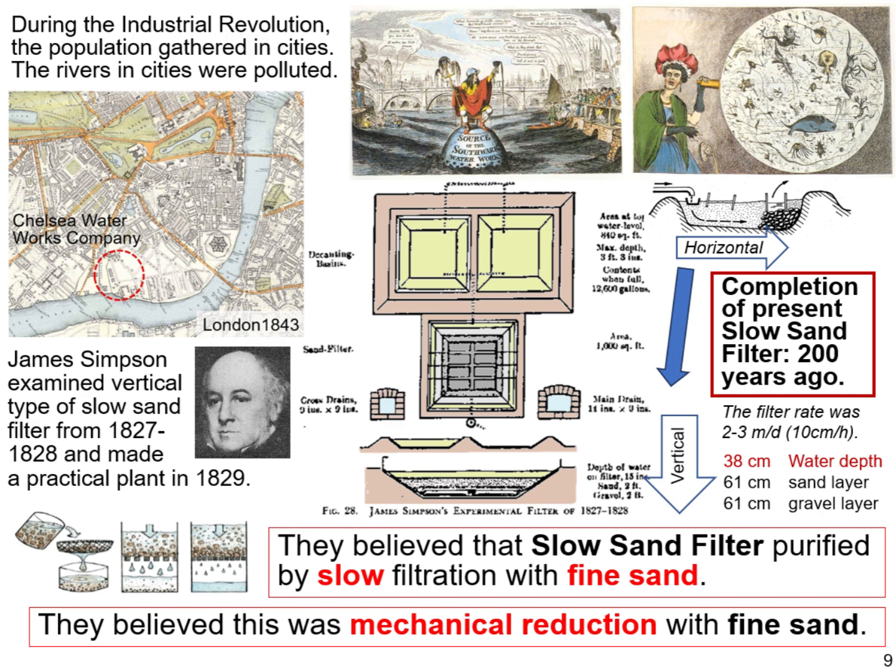James Simpson examined vertical type of slow sand filter. He got clear water from polluted water. People believed that slow sand filter purified by slow filtration with fine sand. They believed this was mechanical reduction with fine sand.